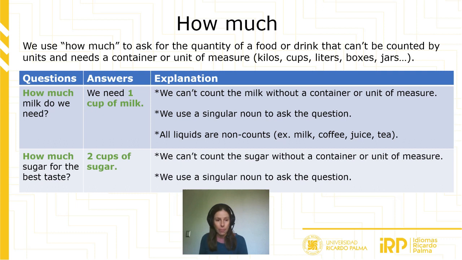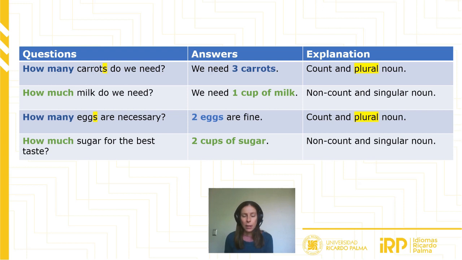Something to notice. The second question we saw in the dialogue was, how much sugar for the best taste? And the answer was 2 cups of sugar. So the same, we can't count the sugar without a container or unit of measure, and we use the singular noun, sugar without an S, to ask the question. So here we have a summary with the questions that we saw in the previous dialogue.